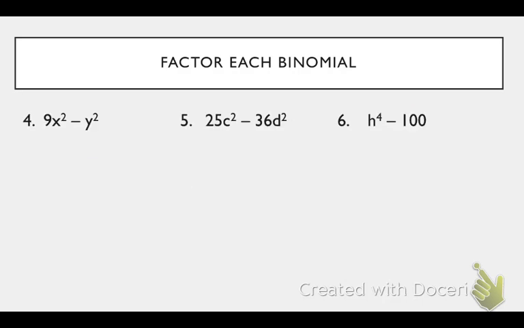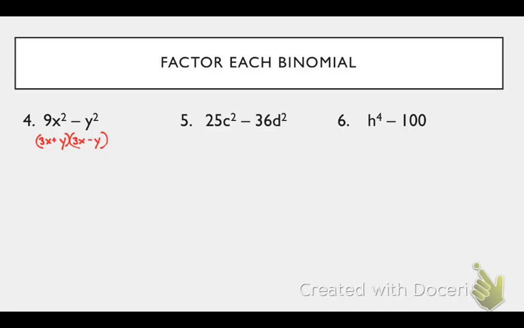Okay, let's look at number 4 here, square root. First of all, is it the difference of two squares? It is a subtraction problem, so it is, and it's going to factor into two binomials. Take the square root of 9x squared would be 3x. Square root of y squared would be y, and the pattern says that one is a plus and the other is a minus.